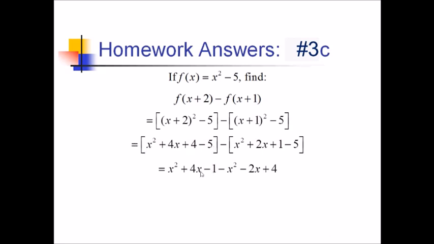Combining like terms, the x squareds are going to cancel each other out. We've got 4x minus 2x, which is 2x. And negative 1 plus 4 is 3. So 2x plus 3 is what all of this simplifies to.